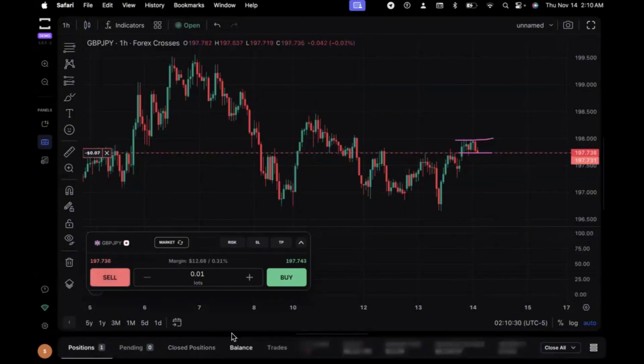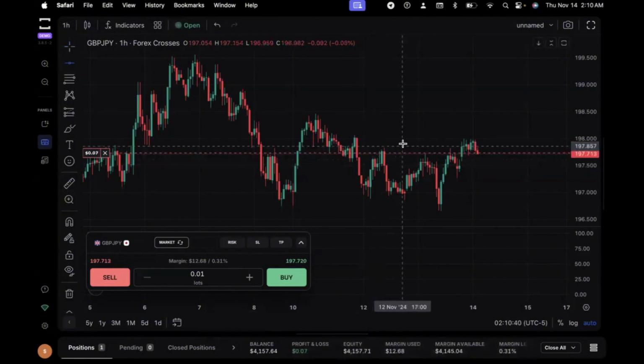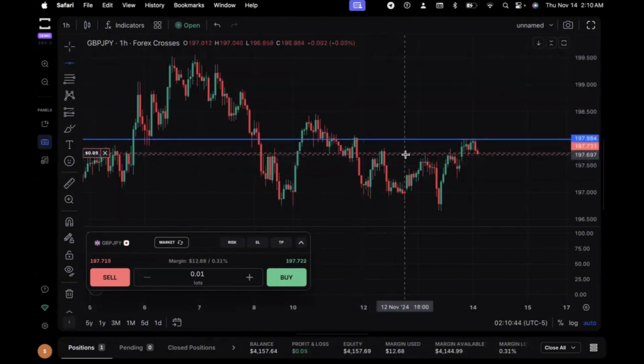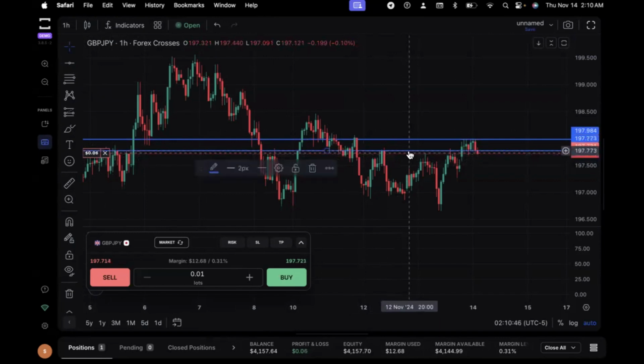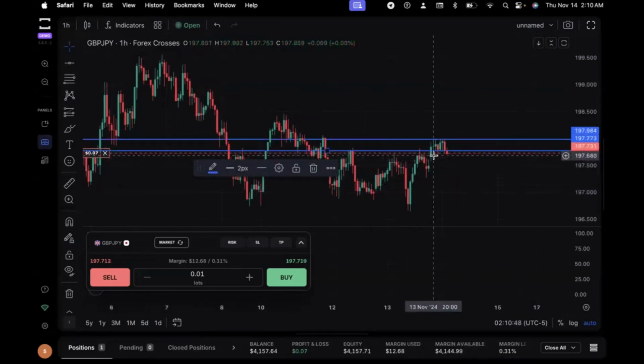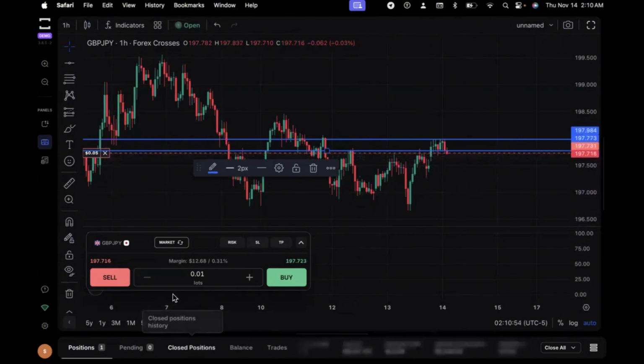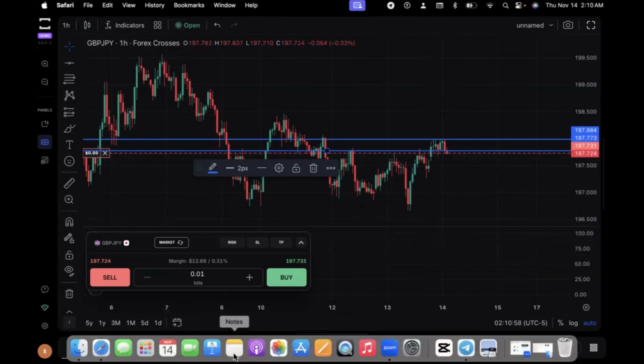Let me use the actual lines because Tradelocker has a lot of amazing tools. They have all the same great tools as TradingView, right? So we got a resistance there. We had the resistance there on the previous candle, right? Now we see structure was broken on the downside. And if we look at our trade on the bottom, we can see we are actually in profit, right?